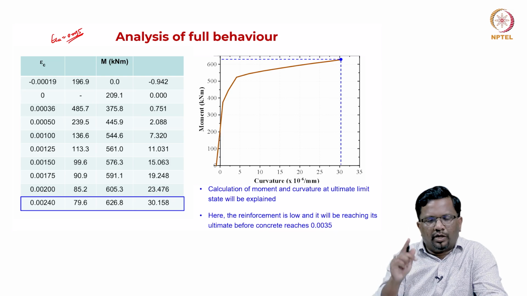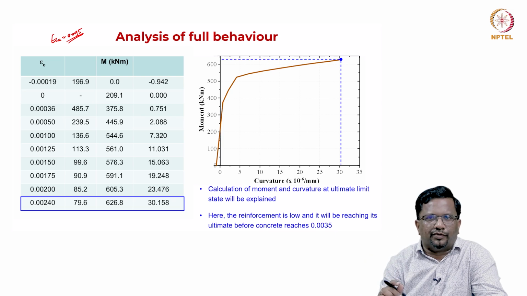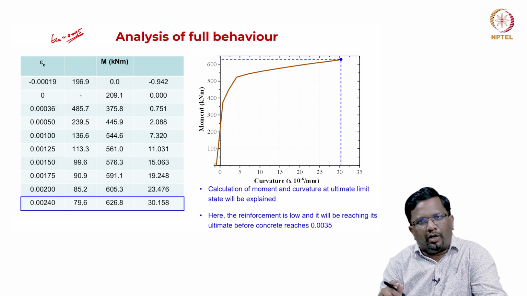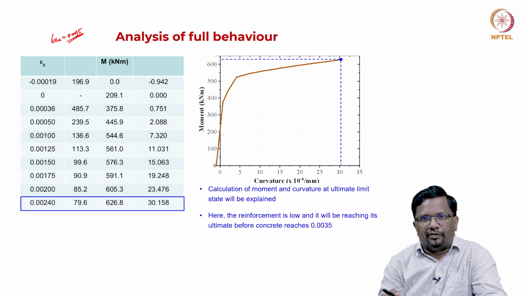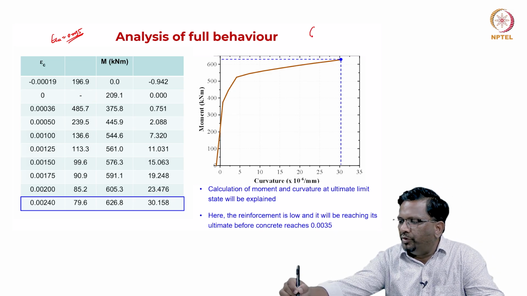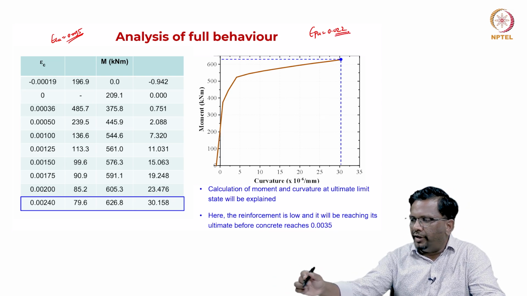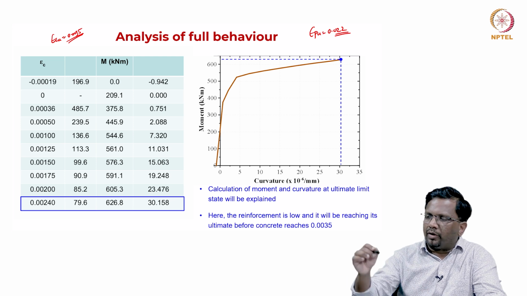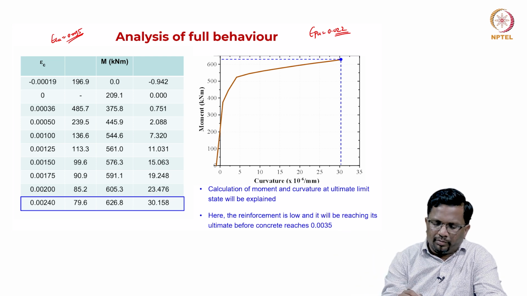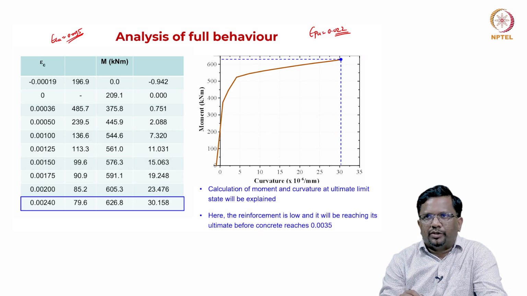Because the ultimate condition can happen when the concrete either first reaches 0.0035, or the steel at the bottom reaches a rupture strain, which we have calculated epsilon pu, if you remember, to be 0.022. Right. So, in this case the steel at the bottom was actually rupturing. So, the concrete cannot go all the way to 0.0035, but only up to 0.00240, right. So, that is the thing.